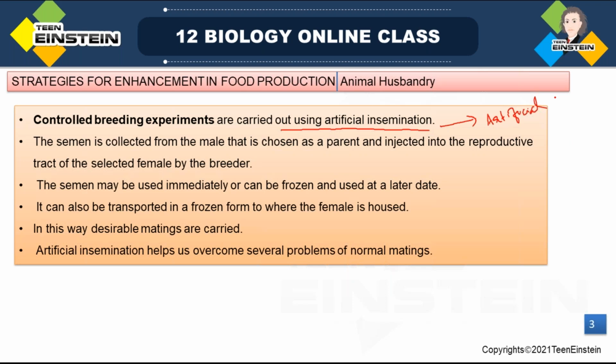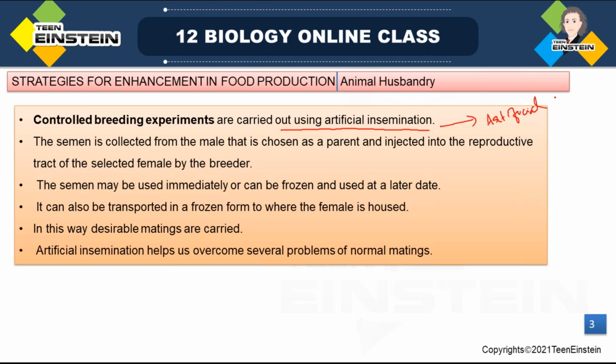How did they bring that trait into Jersey? Because of the choosing of the male and female parent. That is the main and important task in this breeding. They select the male parent and female parent based on the character and mating is done. First we need to select the male and female parent with desired characters. Then the semen is collected from the male, and it is injected into the reproductive tract of the female parent which they have selected.